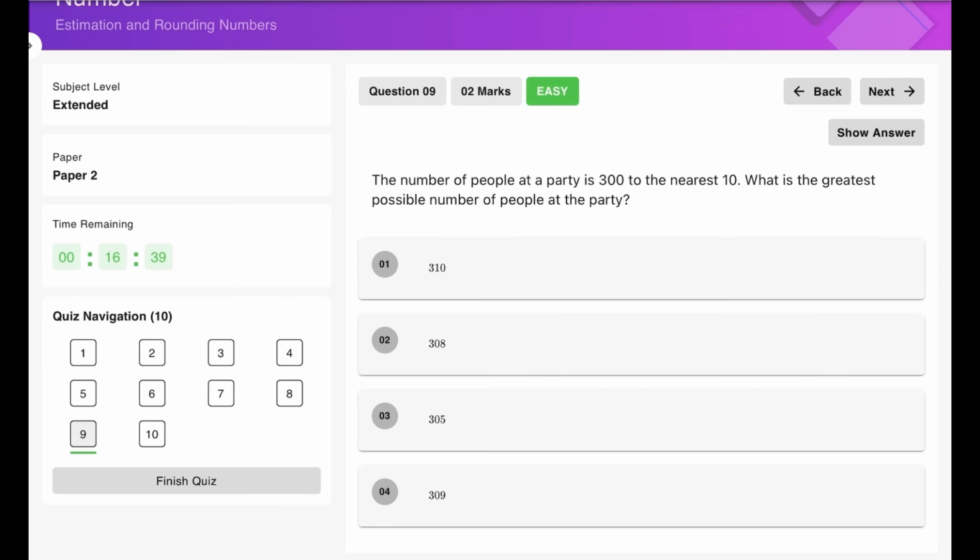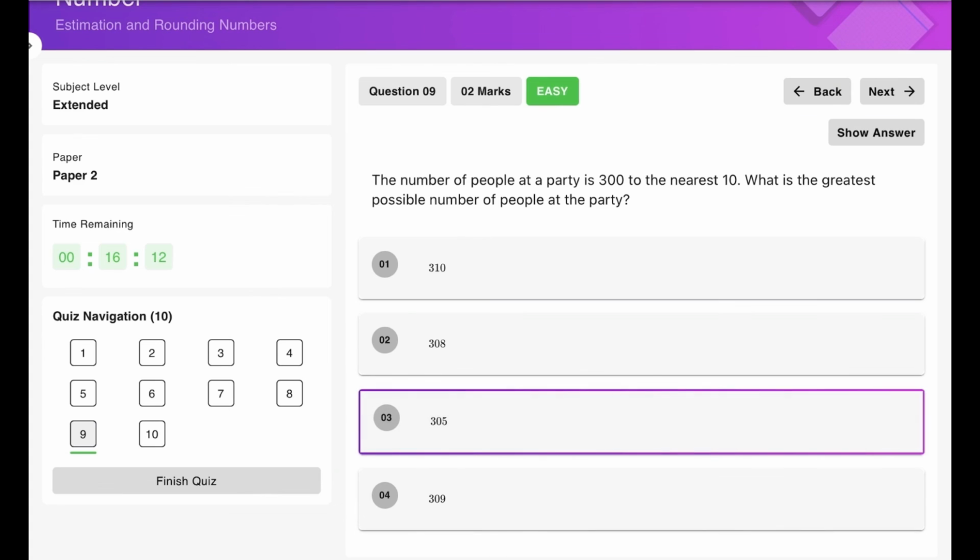The number of people at a party is 300 to the nearest 10. What is the greatest possible number of people at the party? Okay, if we have rounded to 300, then we can round down or round up. They're asking for the greatest possible, so that would be somebody like 304.9 odd. We usually take it as 305, which is the upper boundary.